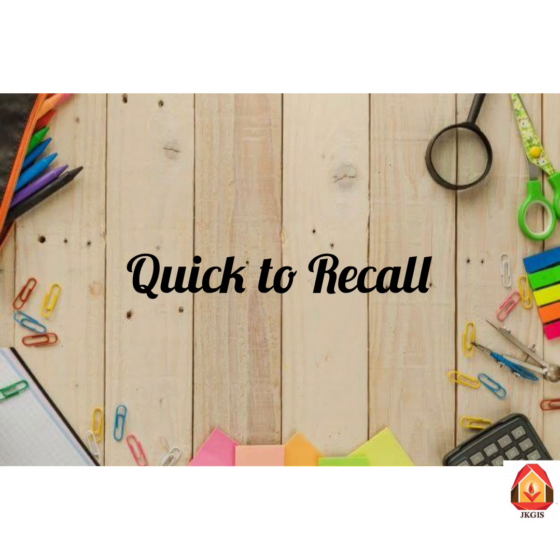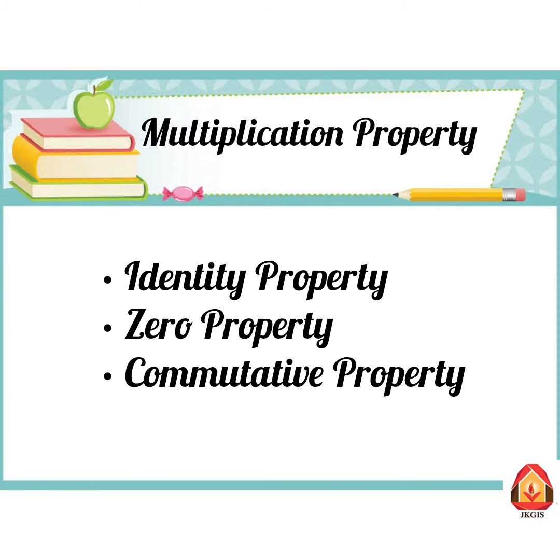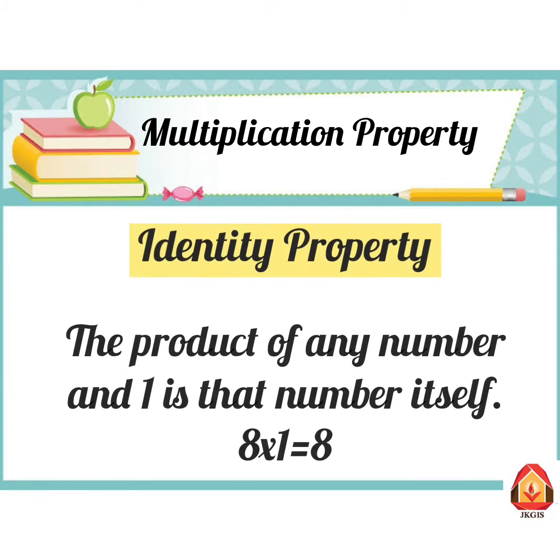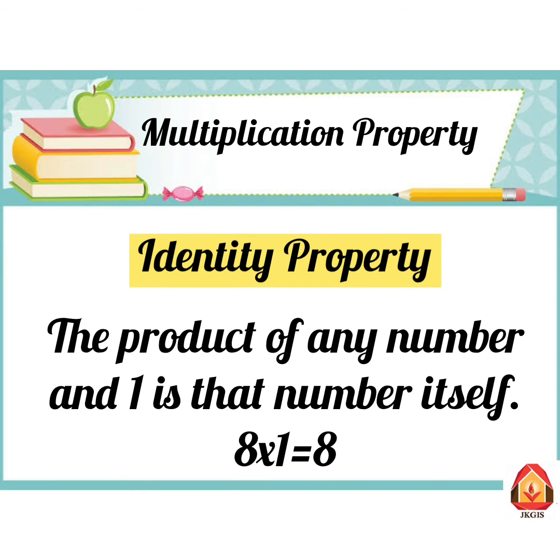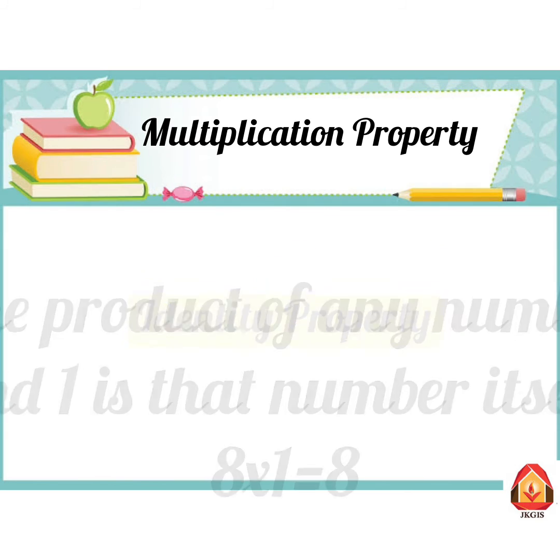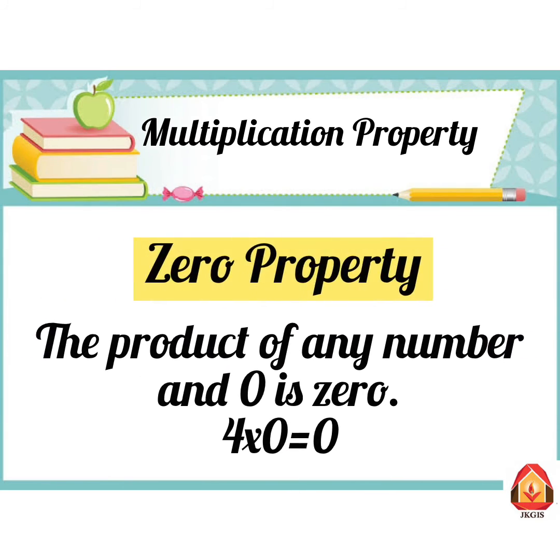So kids, now quickly recall all the properties of multiplication. These properties are the identity property, zero property and commutative property. You know kids, the product of any number and 1 is that number itself, like 8 into 1 will be 8. Now we have the second property, zero property. The product of any number and 0 will remain 0 itself.